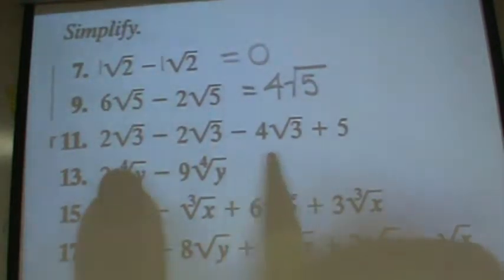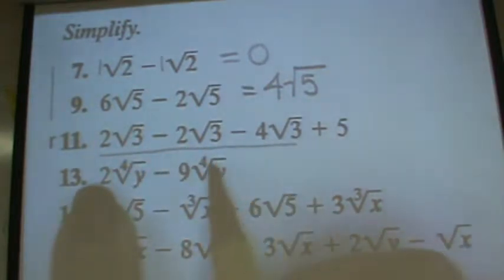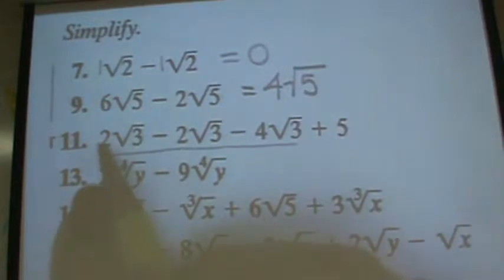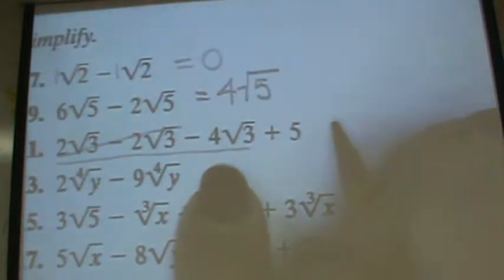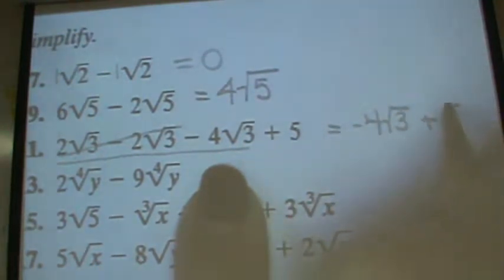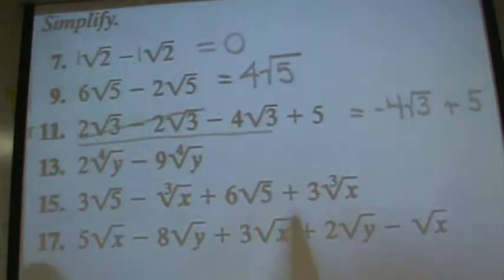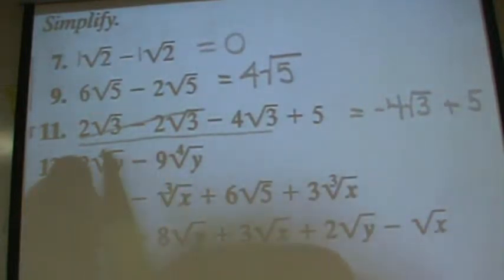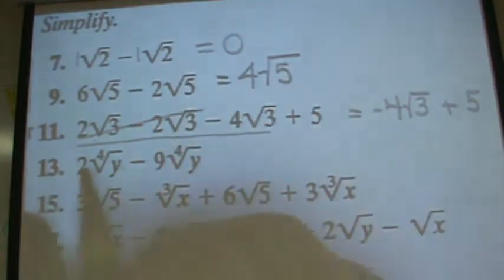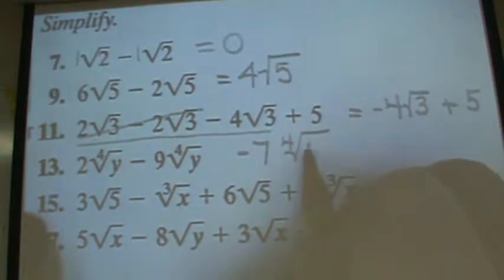Number 11. Looks like these three are alike. So 2 root 3 minus 2 root 3, those cancel. So what's left is these two. So this answer is negative 4 root 3 plus 5. Number 13. As long as these are the same, these two and these two, you get negative 7 times the 4th root of y.